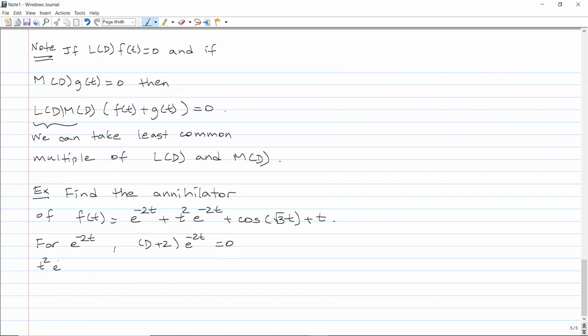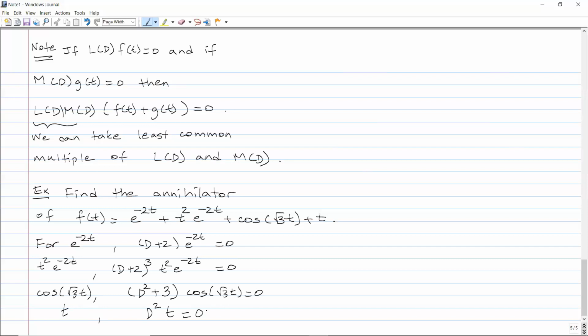For t squared e to the minus 2t, again, lambda equals minus 2 is a root with multiplicity 3 in order to get t squared. So we have (D plus 2) cubed. For cosine of square root of 3t, we have complex root i times root 3. So that means the polynomial is D squared plus 3. And for t, first derivative is 1, second derivative is 0. D squared t is 0.